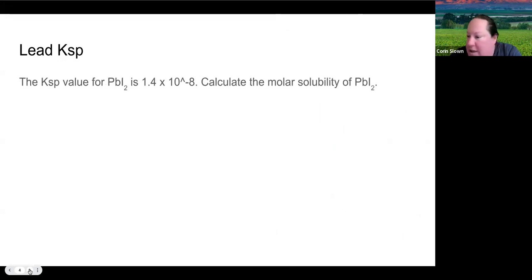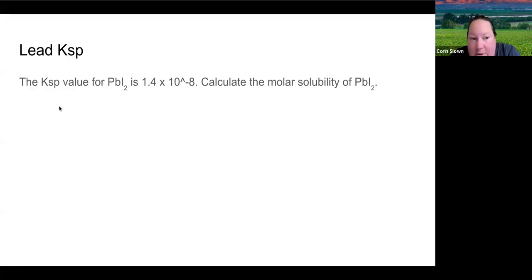The first problem we're going to look at builds on our knowledge from the last session that we had, where we were calculating KSP values. In this case, we're given a KSP value for lead iodide, and that value is 1.4 times 10 to the negative 8. And then together we're going to calculate the molar solubility of lead iodide.